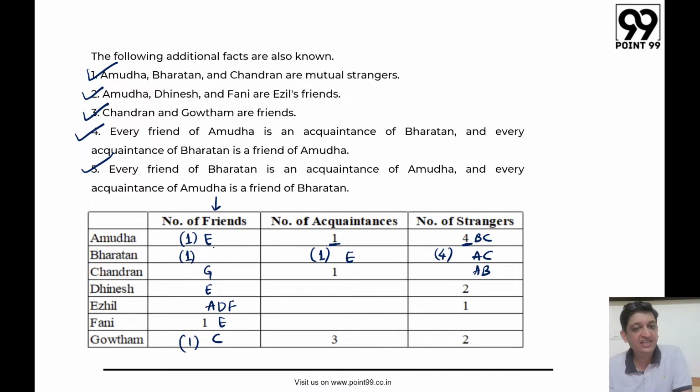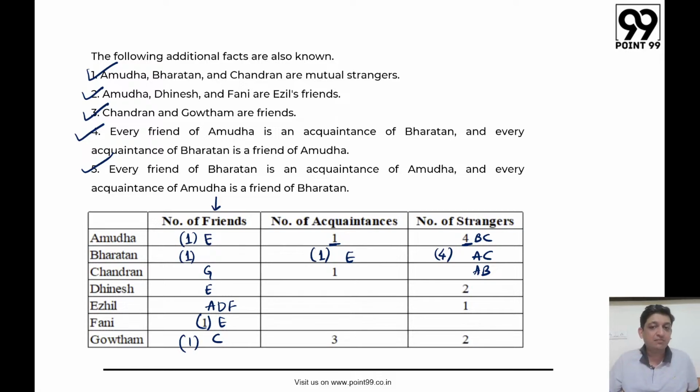Opposite Amuda there is only one friend, E, that much we know, right? Opposite Bharatan one friend should be there, we don't know who that friend is. Opposite Chandran there is one friend, opposite Dinesh there is one, opposite Eril there are 3, opposite Funny 1, opposite Gautam it is C. Now the only place where I don't know, and this 1 also is completely done. Okay? The only place where I don't know anyone is in Bharatan's friend list.